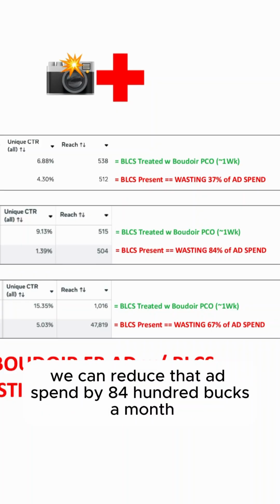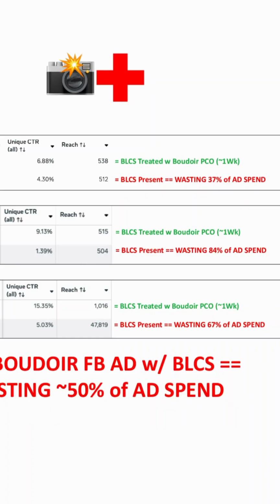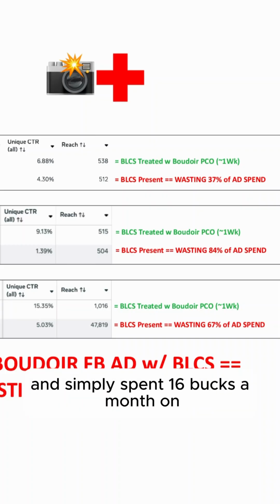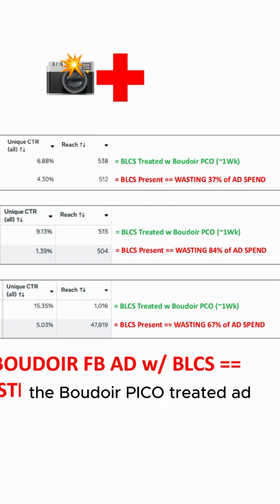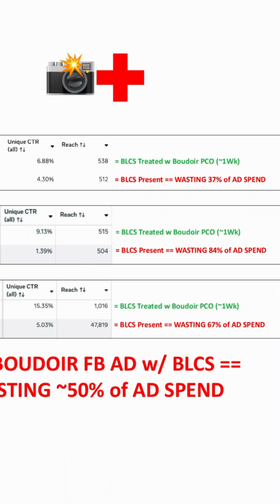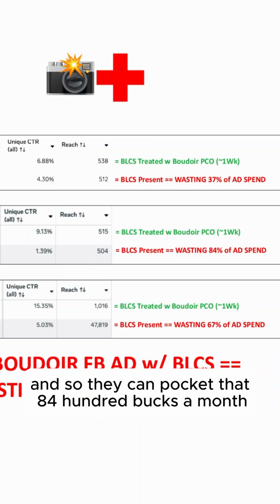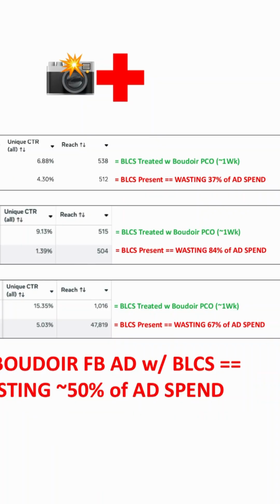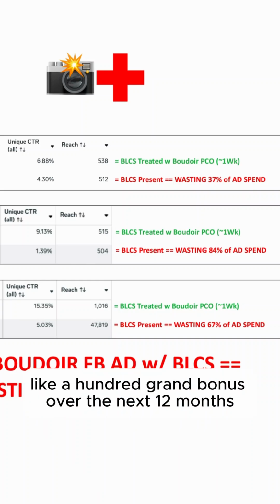we can reduce that ad spend by 8,400 bucks a month and simply spend 1,600 bucks a month on the Boudoir Pico treated ad. And so they can pocket that 8,400 bucks a month. It's like ad spend not used, literally like a 100 grand bonus over the next 12 months.